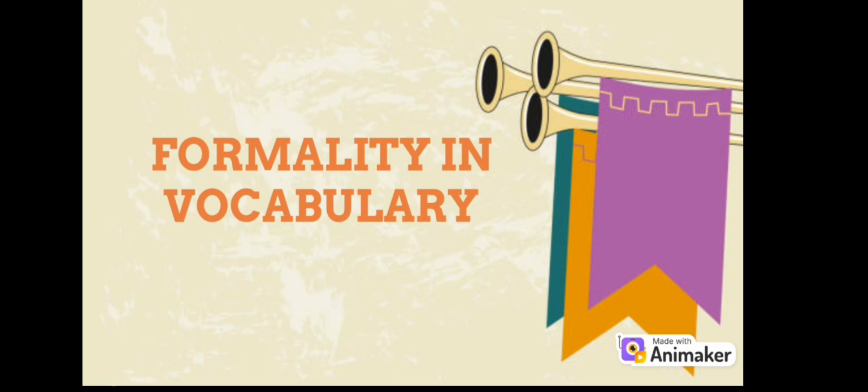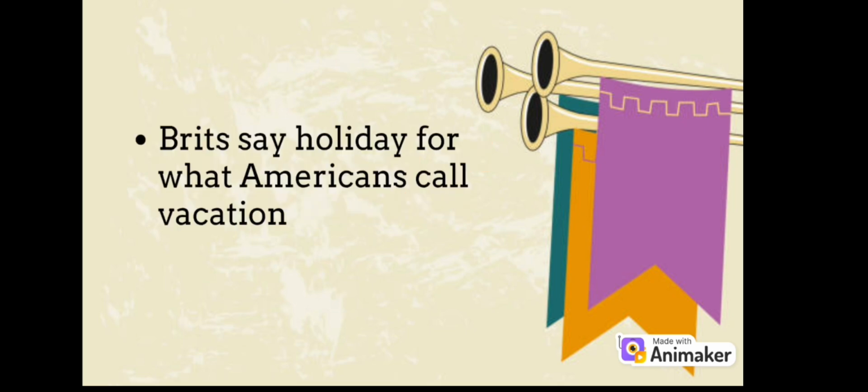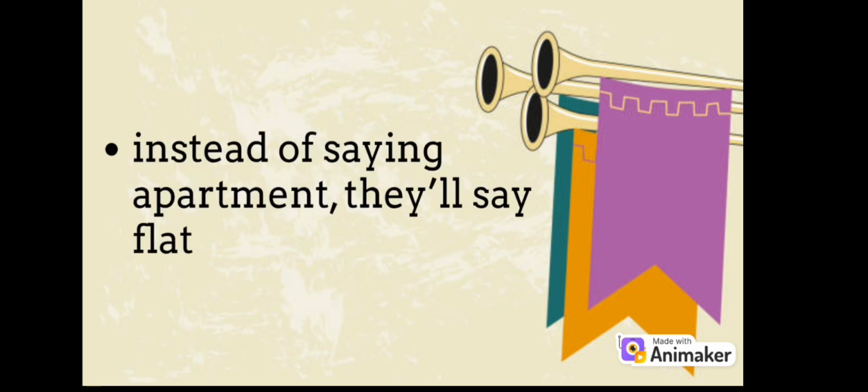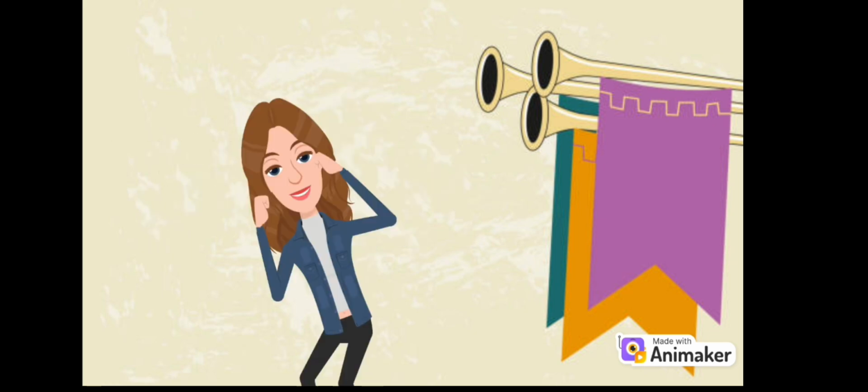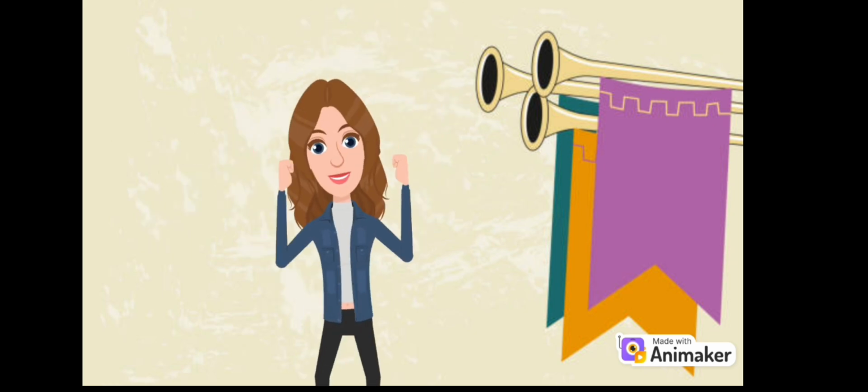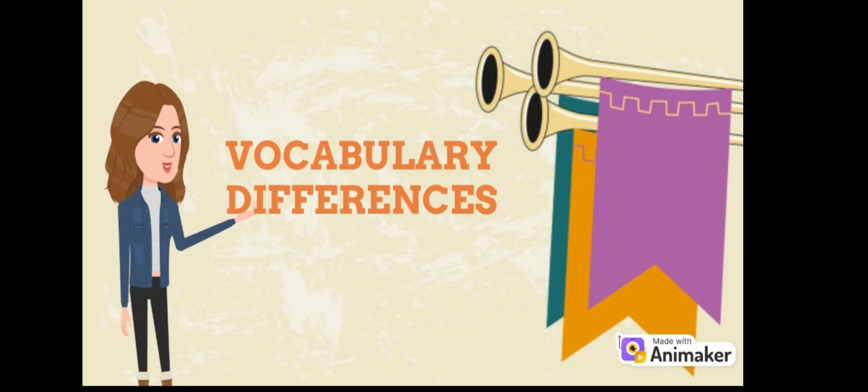Sometimes, British English sounds a bit more formal. For example, Brits say holiday for what Americans call vacation. And instead of saying apartment, they'll say flat. It's like their vocabulary wears a little bow tie. Let's start with the basics, everyday items.